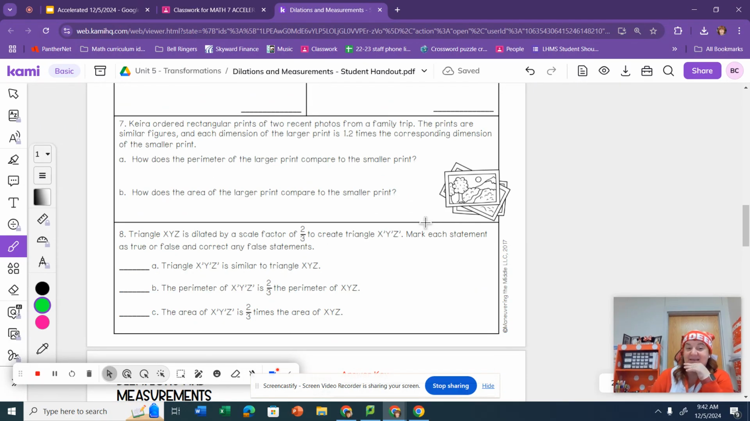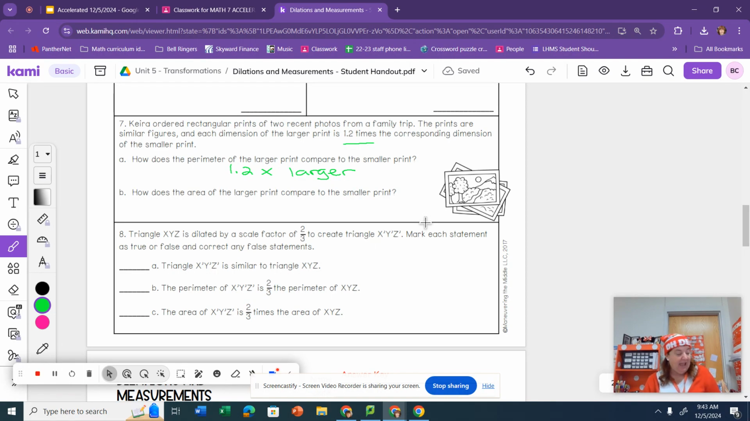Kira ordered a rectangle print of 2 recent photos from a family trip. The prints are similar figures, and each dimension of the larger print is 1.2 times the corresponding dimension of the smaller. How does the perimeter of the larger compare to the smaller? Well, the perimeter, as we know, is going to be 1.2 times larger.